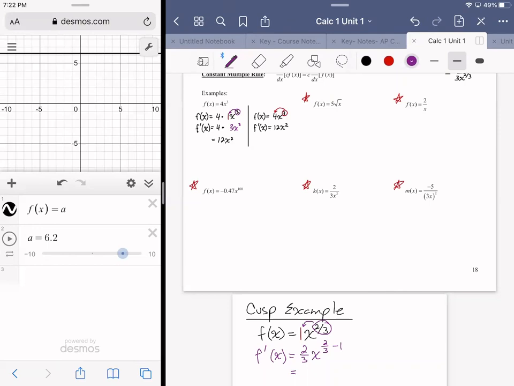Some people already knew the power rule going into the course and they're just waiting for me to unleash it. But I know there's a lot of rookies here, so I want to make sure I give something for everybody.